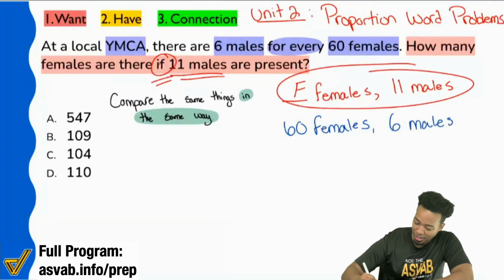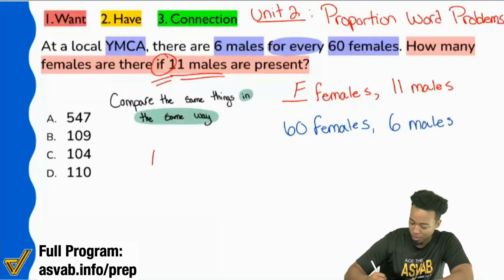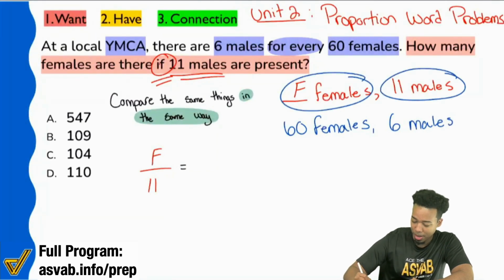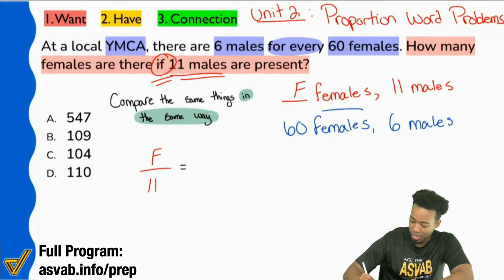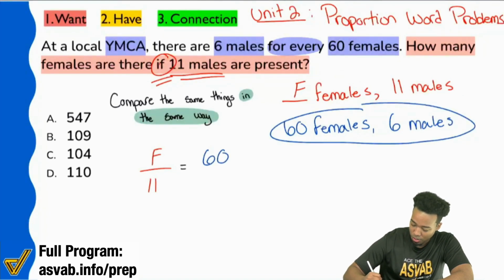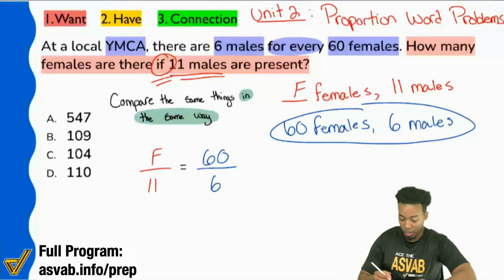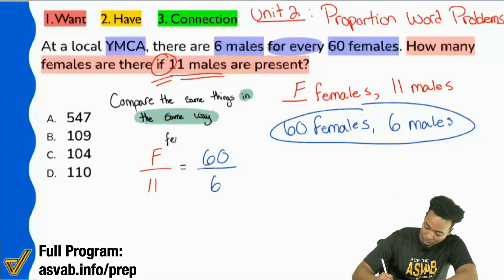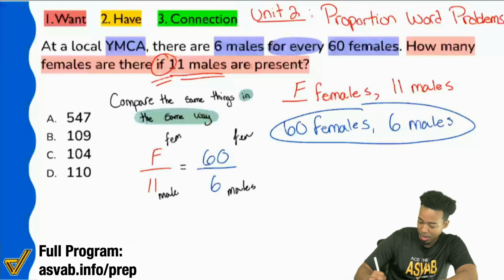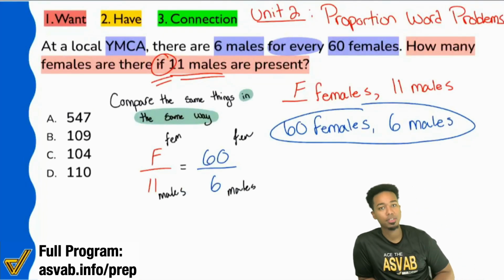We have F and 11 right there. So what I'm going to do is I'll put F on top, 11 on bottom. And then on the right side, we're going to be consistent. If we went on top and on bottom, or numerator, denominator, we'll do the same thing over here. Numerator over denominator, just like that. Everybody, do we understand the setup here? Females up top, males on bottom, females up top, males on bottom. Compare the same things in the same way.